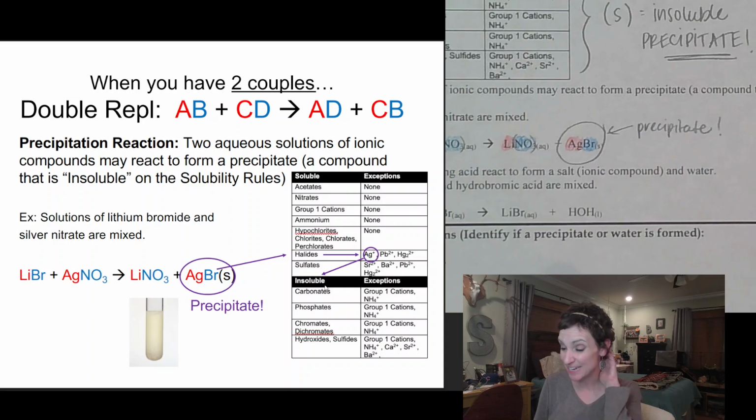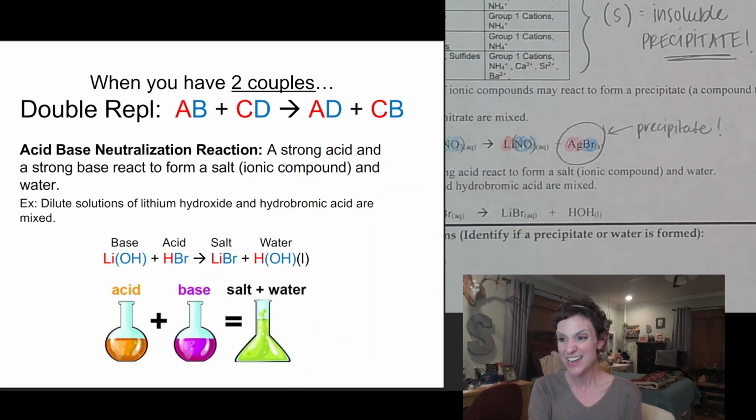Okay, so my precipitate was in the insoluble category, which we love. So most of my double replacement reactions that we'll be doing are my precipitation reactions, where I will be using the solubility rules. Another common double replacement reaction is what's called an acid-base neutralization reaction, okay? An acid-base neutralization is where you have a strong acid and a strong base react to form a salt, which is any ionic compound, and water.